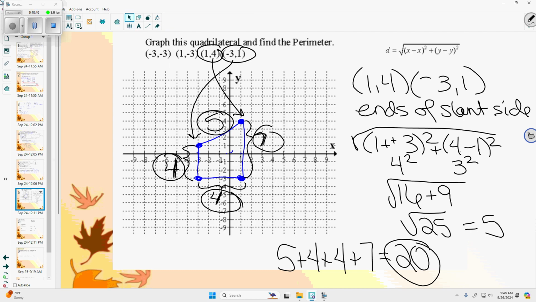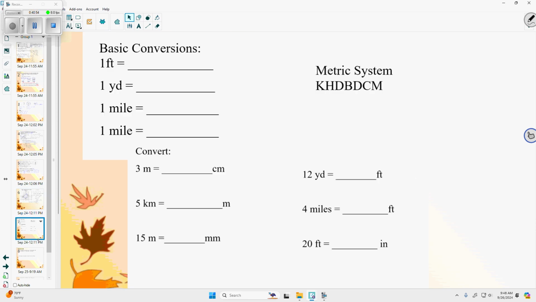All right. When we deal with measurements like this, we have to be able to convert between different forms of measurement, which is what's happening in the next part of that sheet. Are we okay here before I switch? All right. 1 foot. What do we know about 1 foot? 12 inches. 1 yard. 1 mile. Nice.